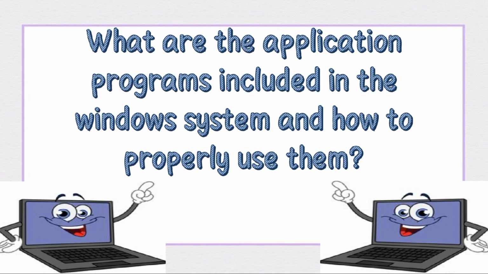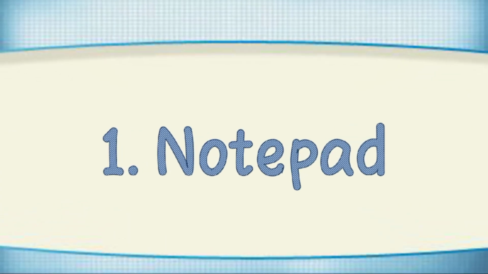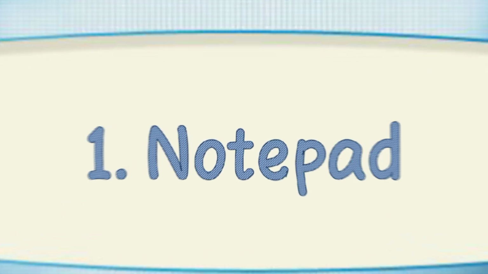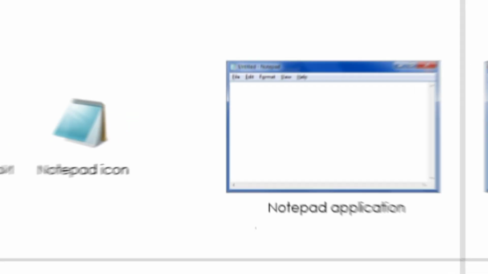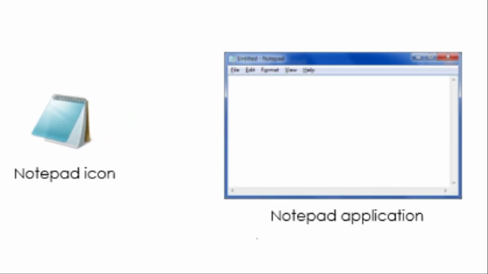What are the application programs included in the Windows system and how to properly use them? Number 1, we have Notepad. It is the most basic text editor in the Windows system, which allows you to open and create text files. While you can create several paragraphs of text with Notepad, formatting the characters is very limited. And here is the picture of the Notepad application.